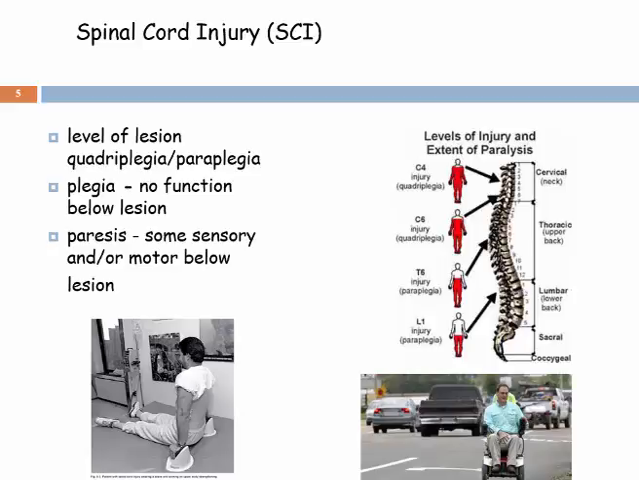In addition, adaptive equipment will be needed based on the level of the lesion. For example, an individual that suffers a lesion at C4 and is a quadriplegic would benefit from having a motorized wheelchair, as you see here in this slide. A paraplegic, on the other hand, would benefit from a non-motorized wheelchair, as they still have upper extremity function and can propel the wheelchair manually.